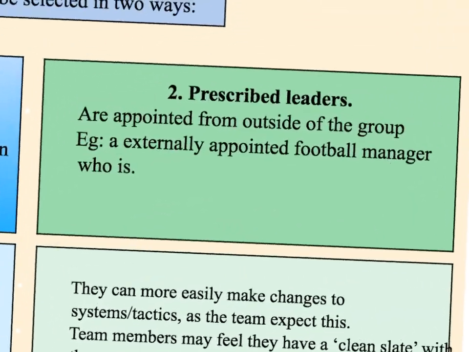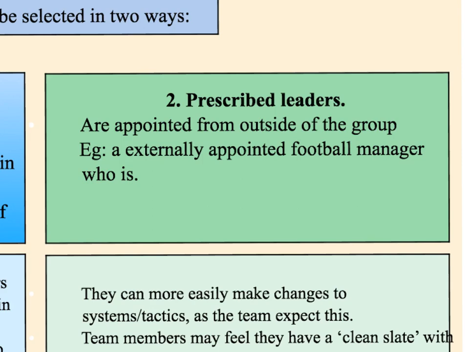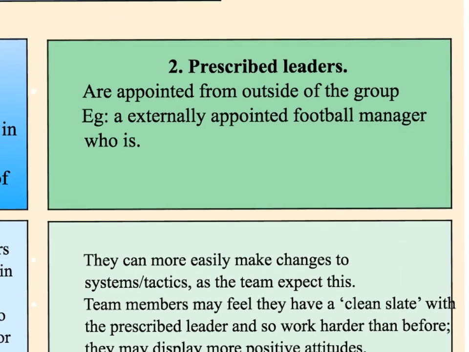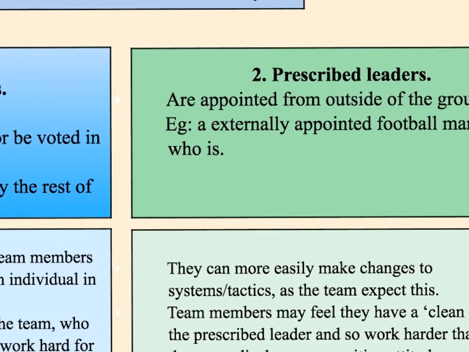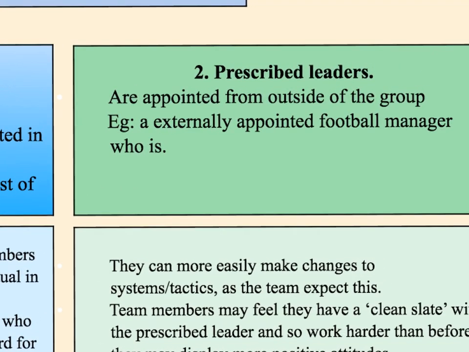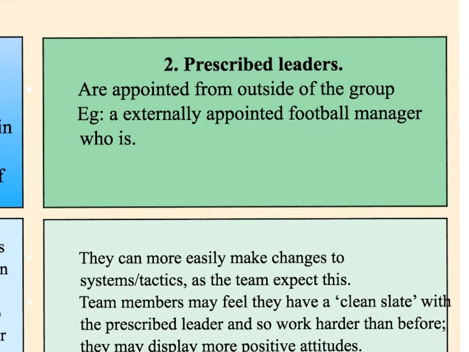The other way we can get a leader is called a prescribed leader, or appointed from outside of the group, an externally appointed football manager. So if you think about the Premier League football managers, generally they always go for a prescribed leader. Man United tried an emergent leader, in Ryan Giggs, who came up through the academy, played for Manchester United and became the manager. Again, didn't do very well. Then they bring in these prescribed leaders. So you look at, they've had a few now. I can't even think who they are. But they've come in from the outside and they've been appointed from outside of the group.